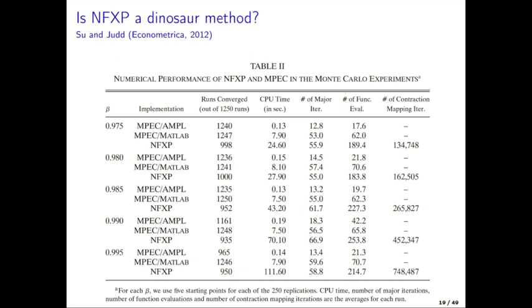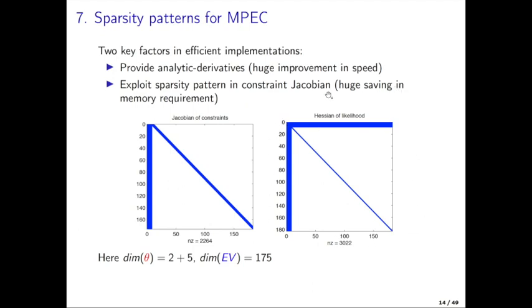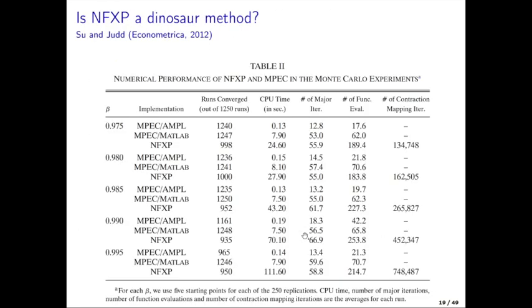Now they do that for various different values of the discount factor, and for various different estimation procedures. The first implementation is MPEC implemented in a high-level programming language called AMPL. The benefit of that implementation, as we touched upon earlier, is that the second-order derivatives, the Hessians, are implemented analytically. So there's automatic differentiation there. This means that this matrix here is calculated analytically, and that's all done in AMPL.